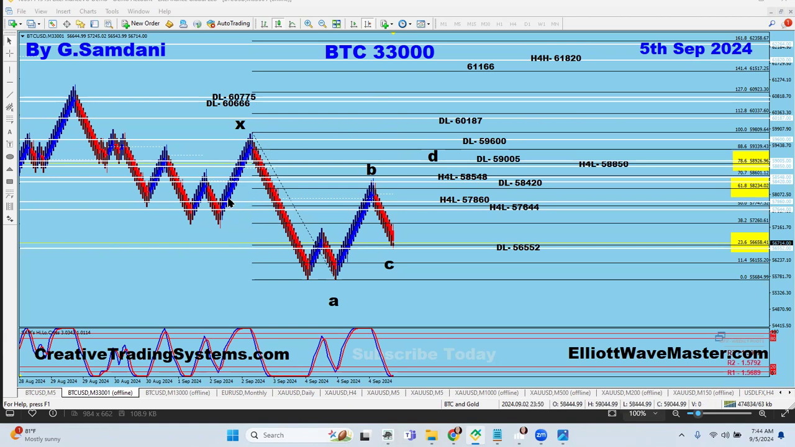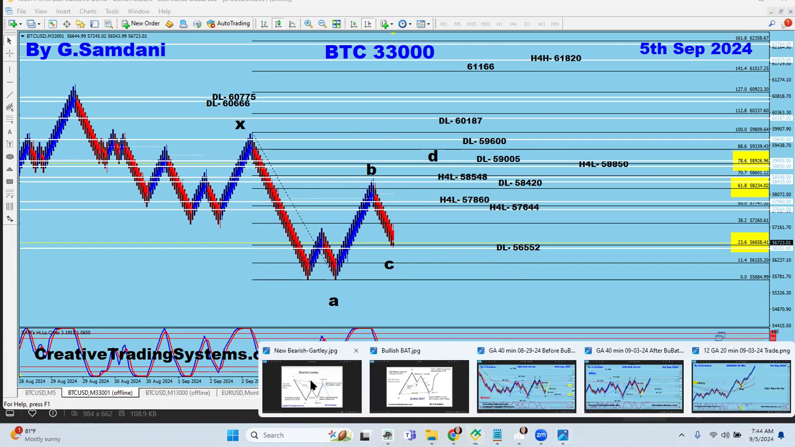So let's get started. I have it marked here, this move from here to here. I draw the fib, and you can see the letters marked here: X, A, B, C, and D. What is this? It is a harmonic pattern called Gartley.